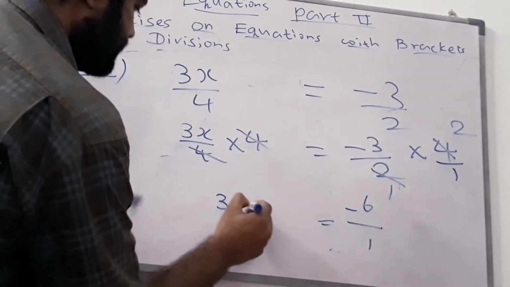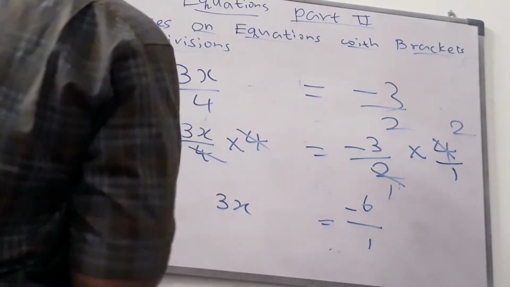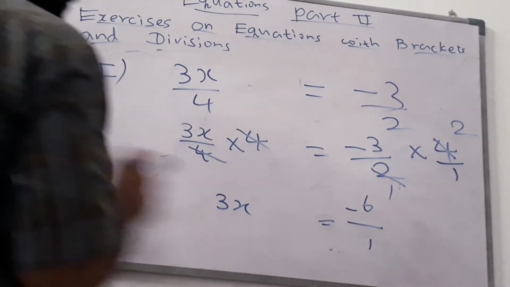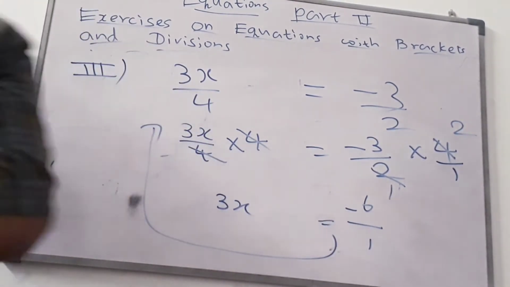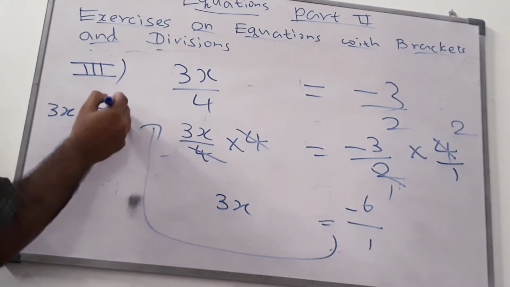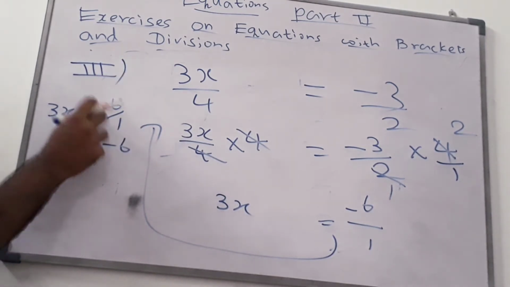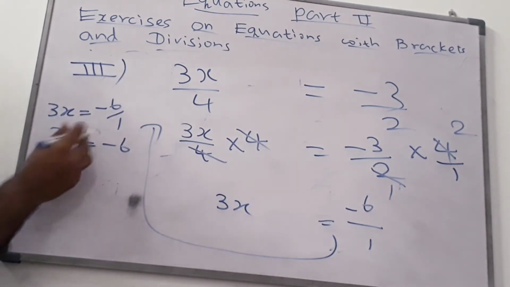Now we can simplify. 1, 2 and 2 2s. 1 times 1, 1. Minus 3 times 2, minus 6. 3x equals minus 6 over 1. So after that what we have to do is, here this means 3x equals minus 6 over 1. Minus 6 over 1 means minus 6 itself. If we divide minus 6 by 1, it is minus 6.